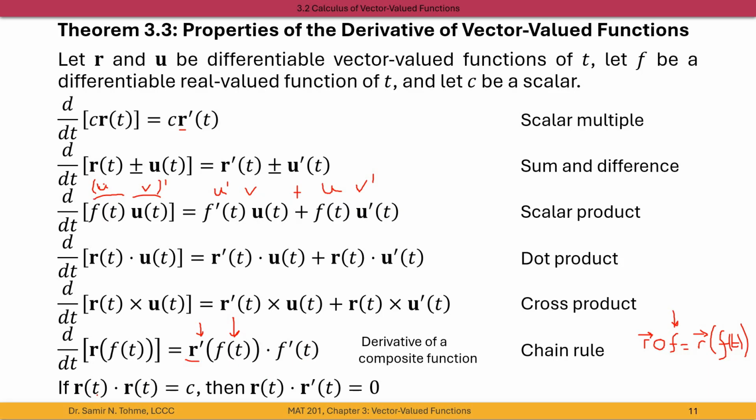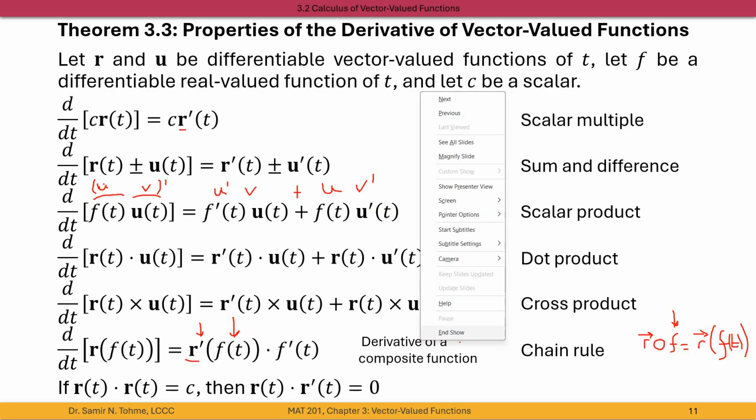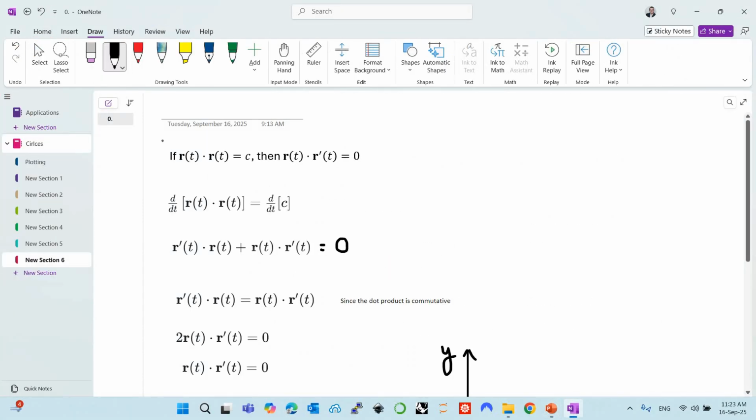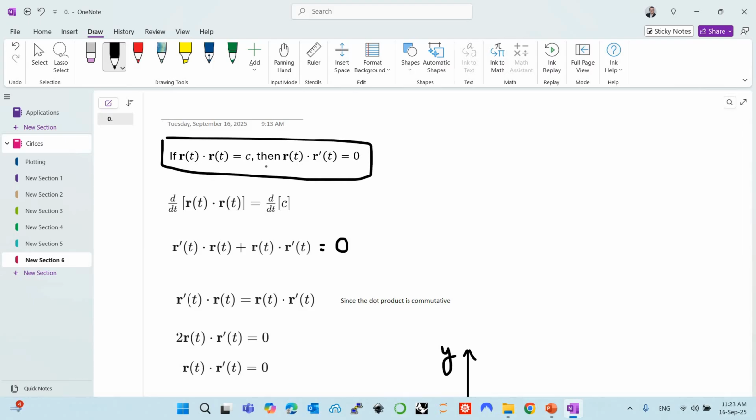If you have r of t dot r of t equal to a constant, then the derivative r dot r prime is equal to 0. Let me explain this in more detail. What does that mean? So we have r dot r equal to c. This means that r dot r prime is equal to 0.